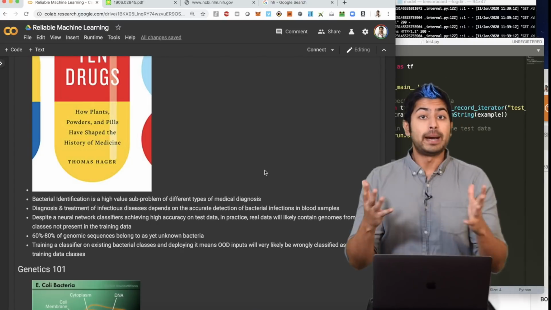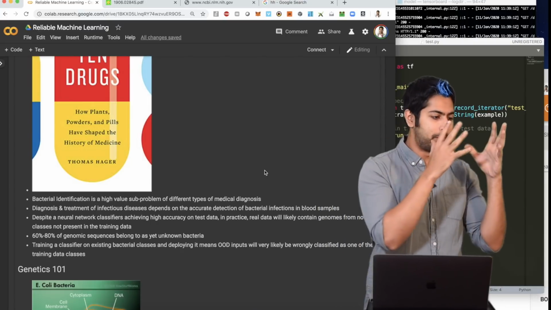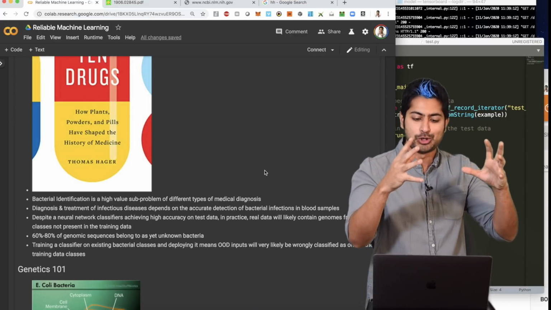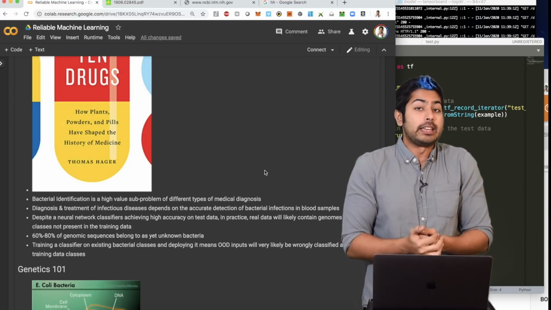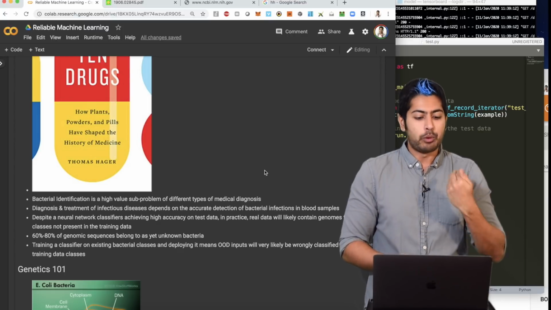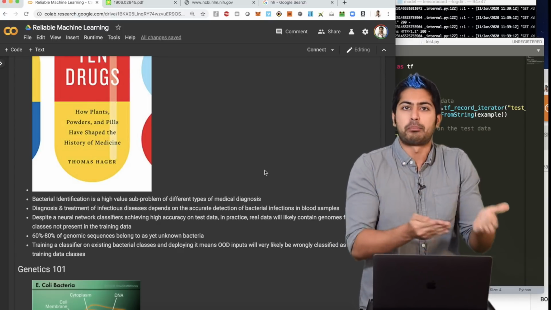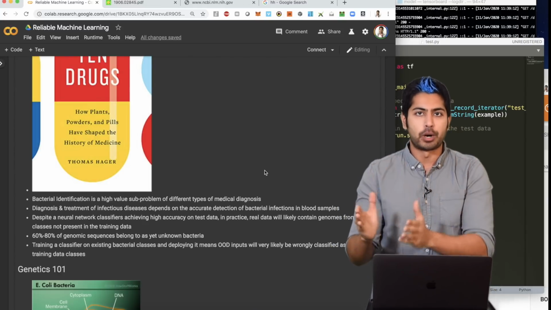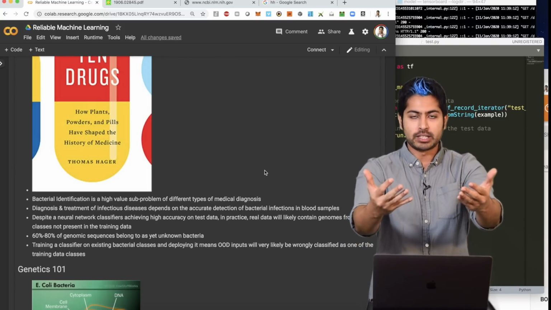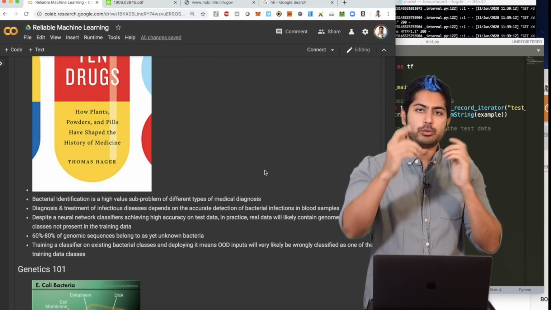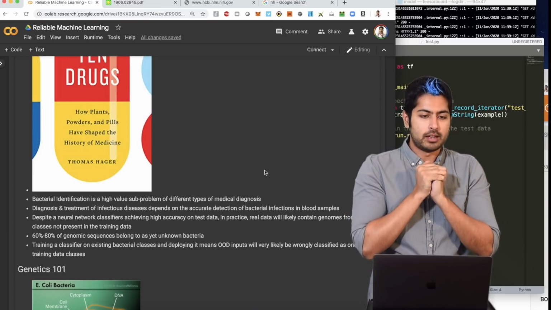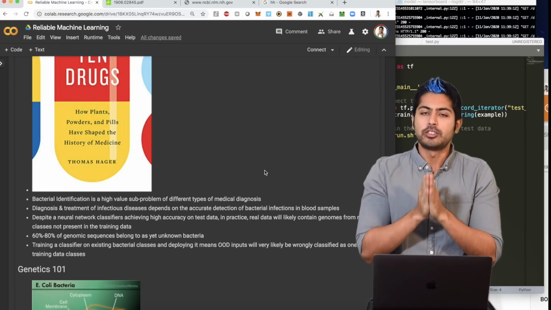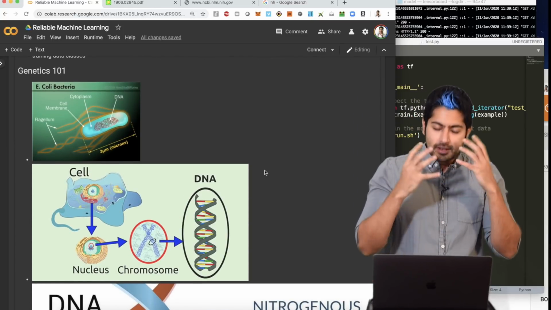Let's keep going. Despite neural networks achieving high accuracy on the training, testing, and validation sets, all of that data that you have in your distribution, in practice, real data will likely contain genomes from novel classes that we haven't yet discovered, and of course are not present in the training data. This is a huge problem in medicine. This is a very high value problem. Obviously, I'm not a physician. I've been talking to physicians out there, so shout out to Dr. Billings and others. Anyway, this is a real problem, right? So we want to solve this. So where do we begin?